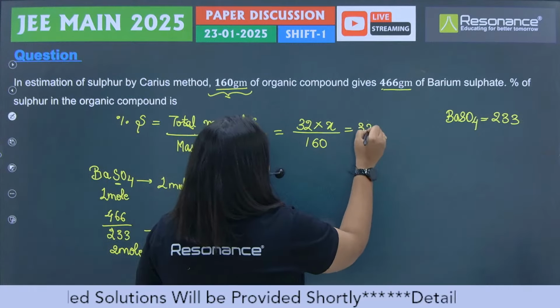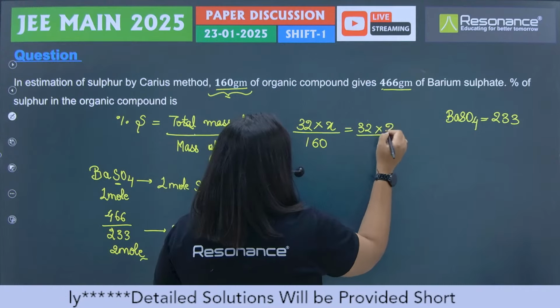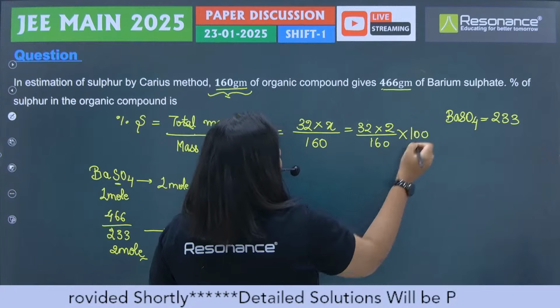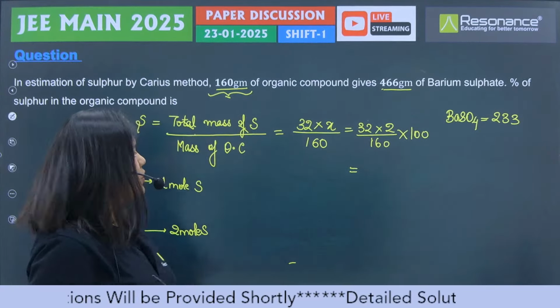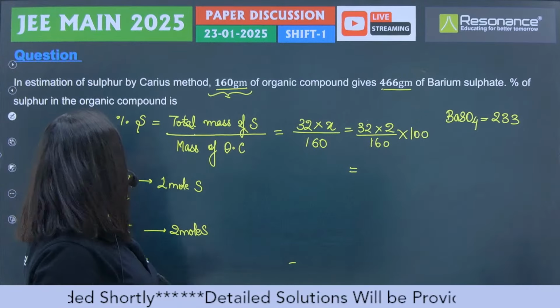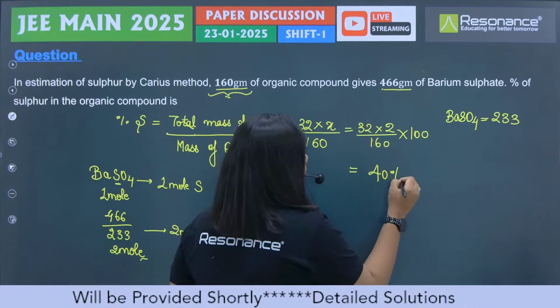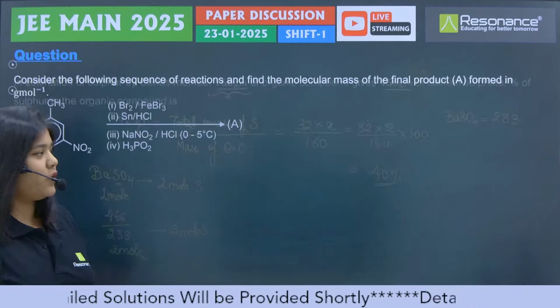Now multiply: 32 into 2 divided by 160. Since you are finding percentage, just multiply by 100. So 64 by 160 into 100, you will get 40%. You will get the answer 40%. Hope it was an easy question, mole concept. I hope everyone got this question.